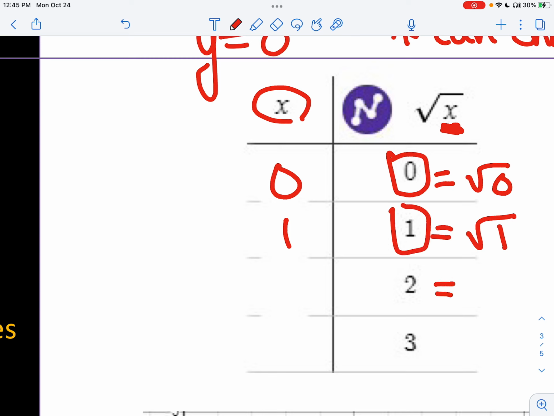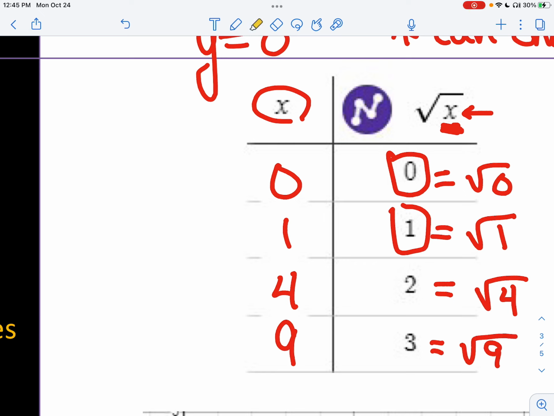What about 2? What would give you a y value of 2? Like if you plug, what x value would give you a y value of 2? Well, that would be a 4. So if you did the square root of 4, you're plugging in for x, you're substituting in. And then the last one would be 9 because we know 3 is the square root of 9.